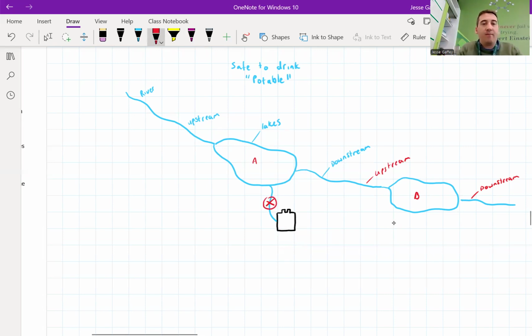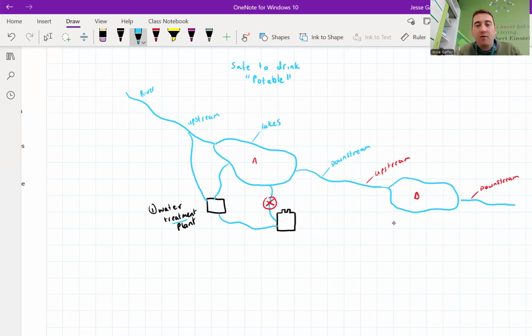So what do we do instead? What we do instead typically is we set up something called a water treatment plant. A water treatment plant, which essentially will take water supplied from rivers and water supplied from lakes, and then is going to treat it to make it potable before delivering it to homes. Okay, so this water is going to be potable. This water was not potable. That's the difference, right?